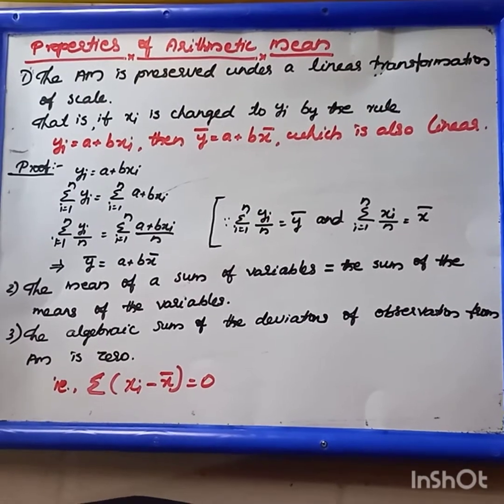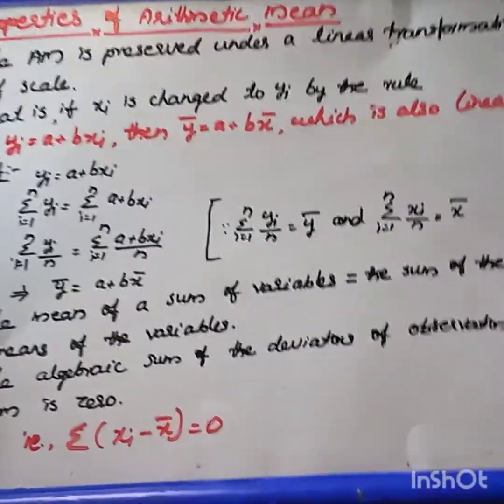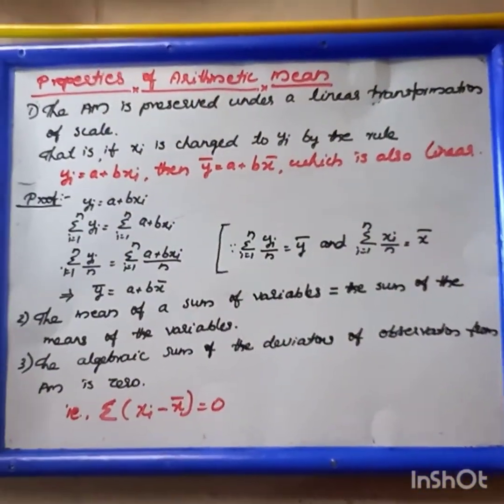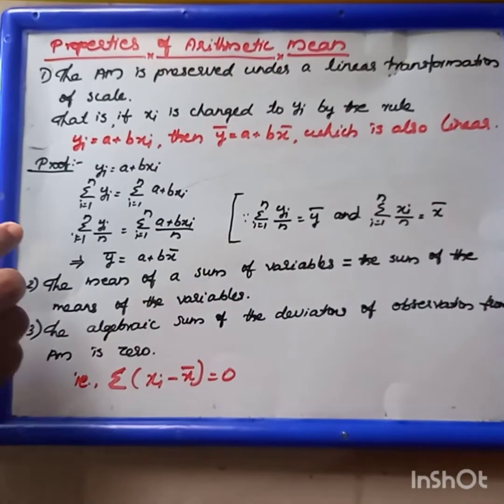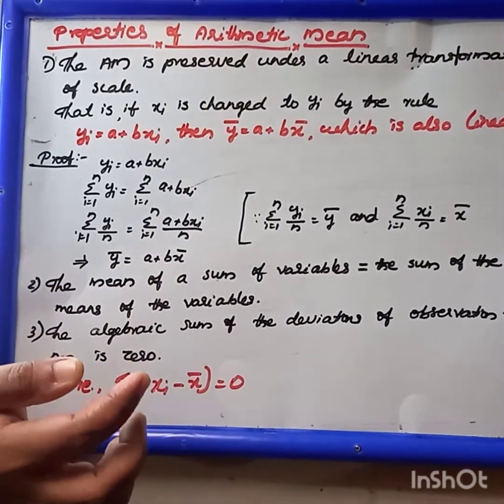We know that by the equation of arithmetic mean, summation i is equal to 1 to n yi by n is equal to y bar, and summation i is equal to 1 to n xi by n is equal to x bar. Then we get here y bar is equal to a plus b into x bar.